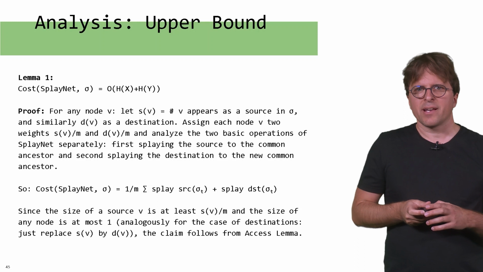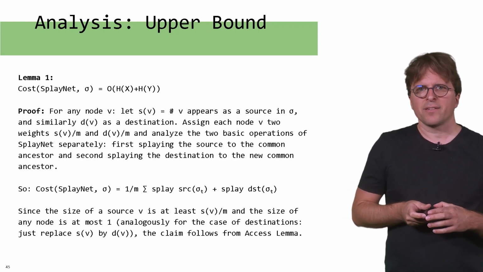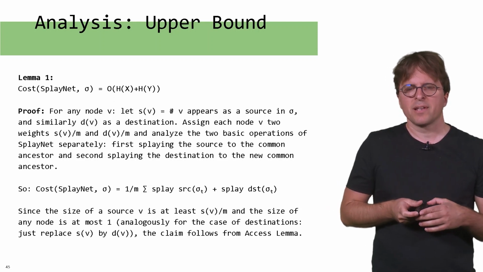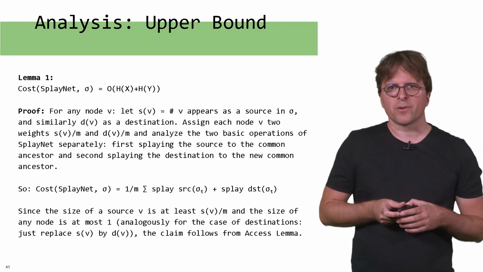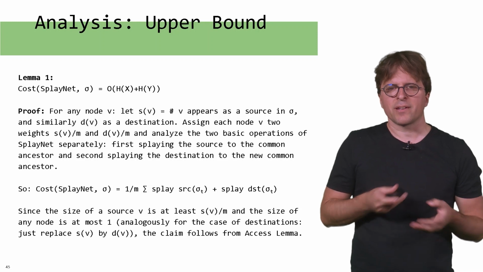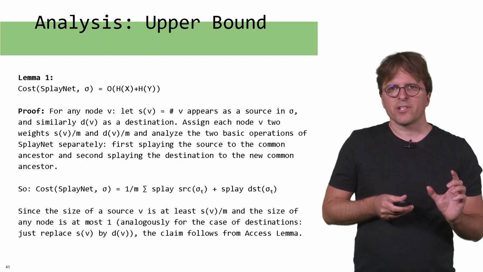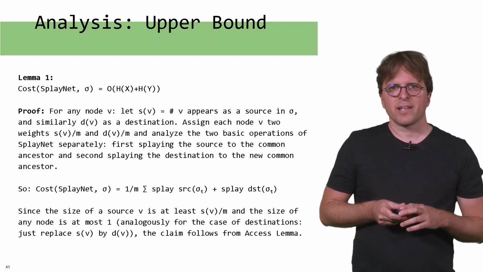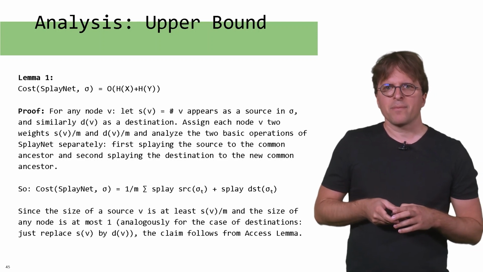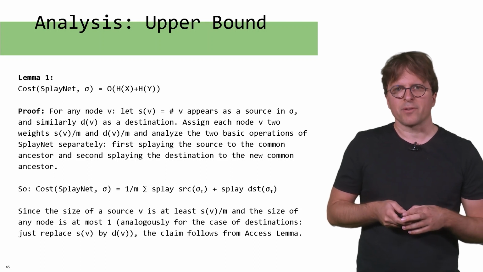What is the idea of the proof here? Let's consider any node V. We define s(V) to be the number of times V appears as a source in sigma, and similarly d(V) as the number of times it is a destination. Then for each node V, we can assign a weight, s(V) divided by m or d(V) divided by m. And then we can analyze the basic operations of SplayNets separately.